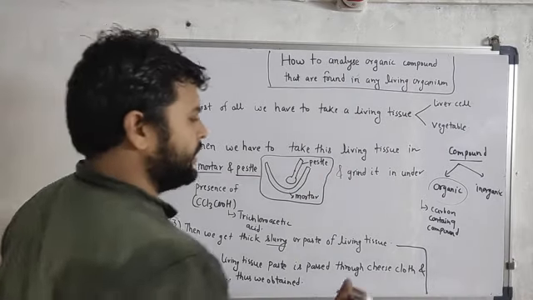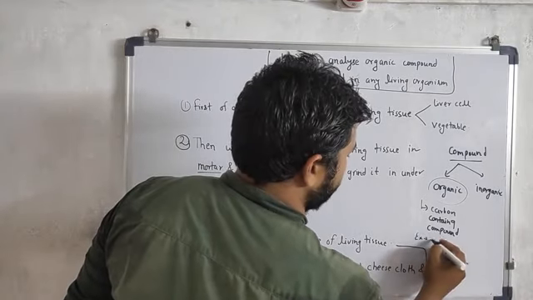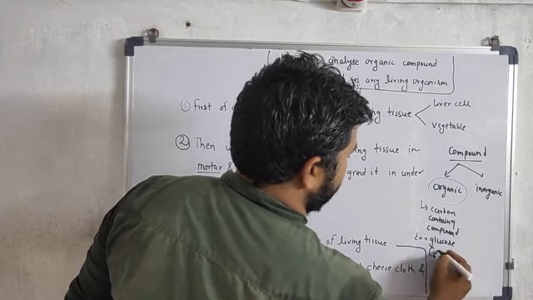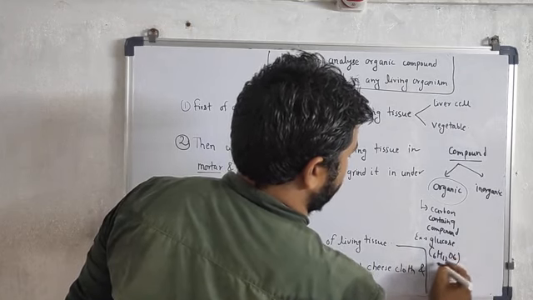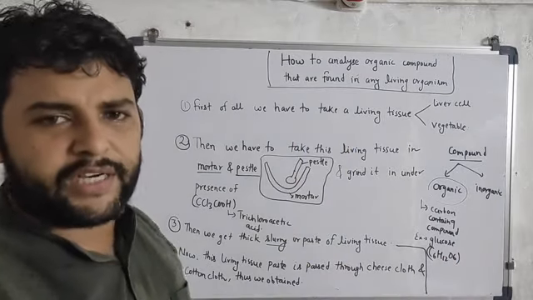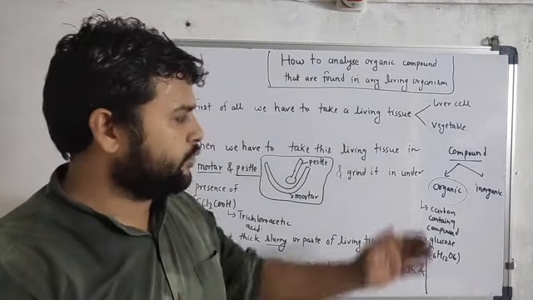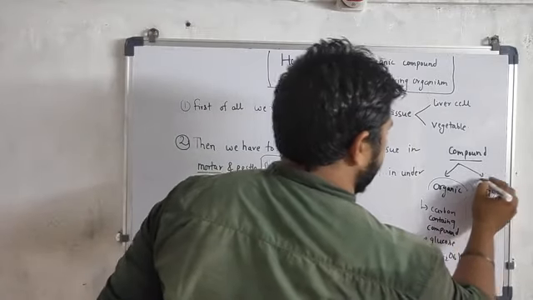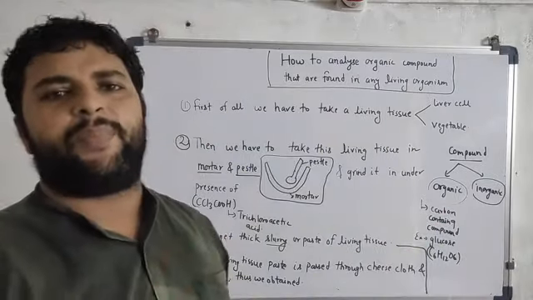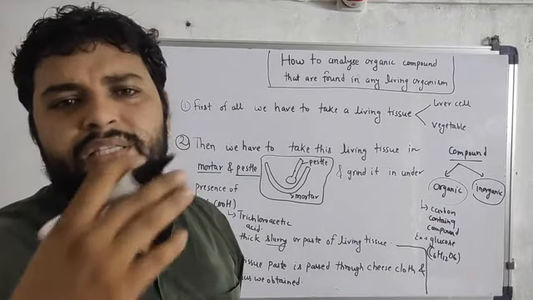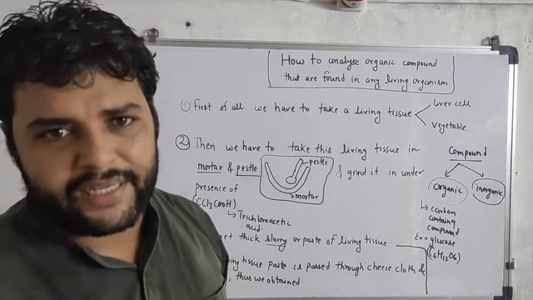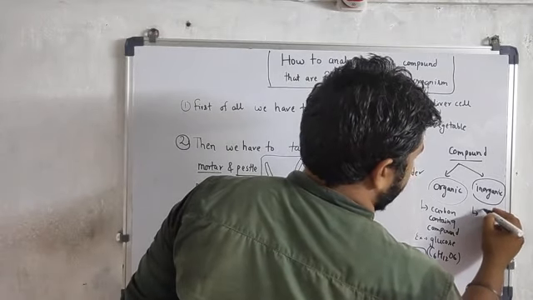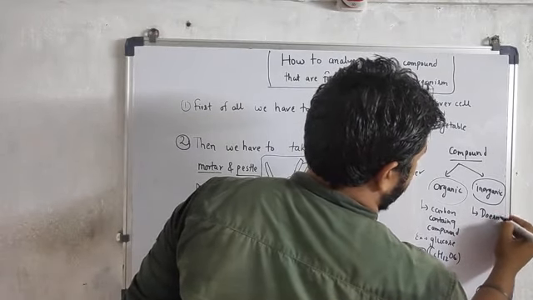For example, take the example of glucose. When you see the formula C6H12O6, glucose contains what? Carbon. So it is an organic compound. And those elements in which carbon is not found, carbon is absent, are called inorganic elements. So it does not contain carbon.